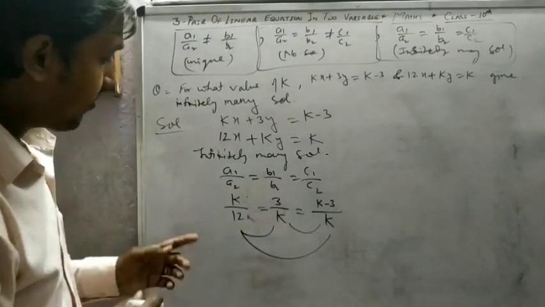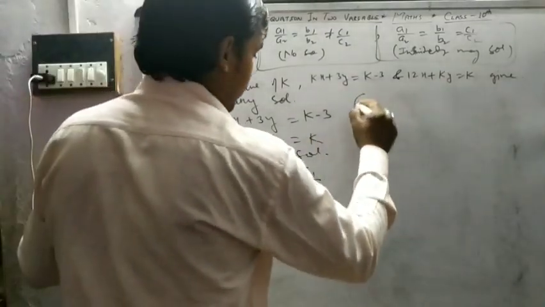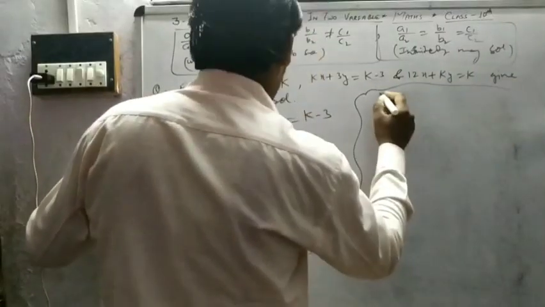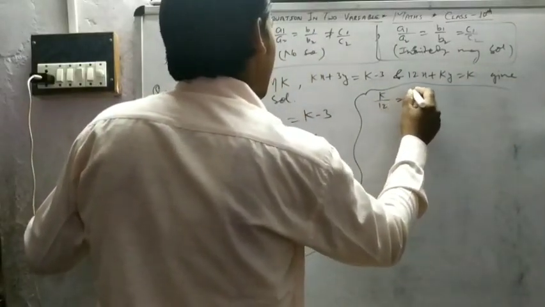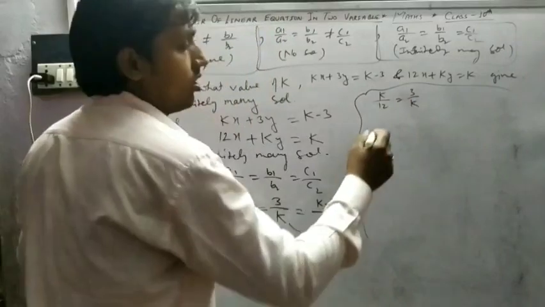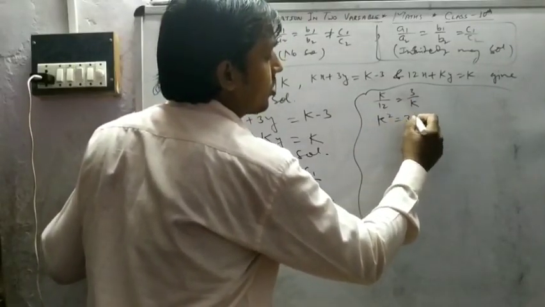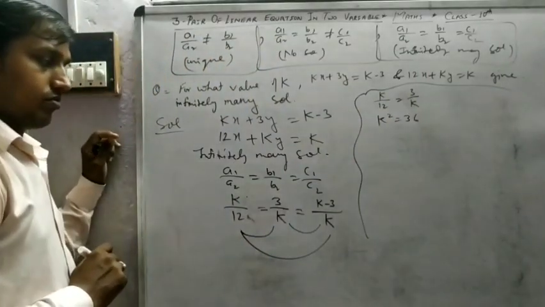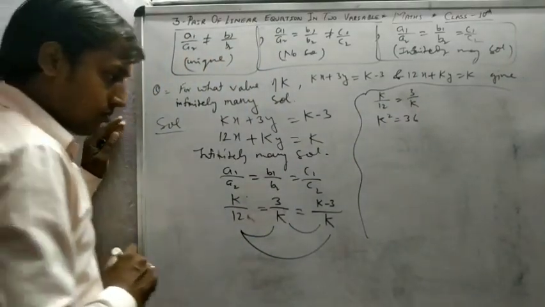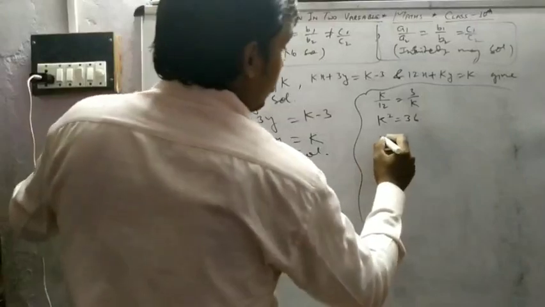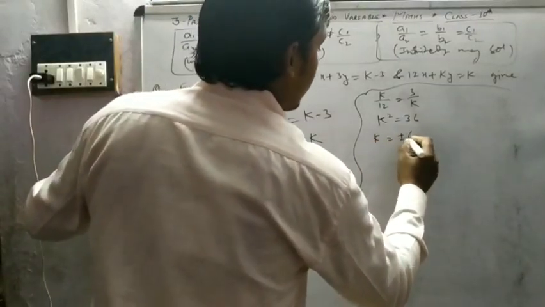So let's see, first we take first and second. k upon 12 is equal to 3 upon k. Cross multiply, k square is equal to 36. So k is equal to plus minus 6.